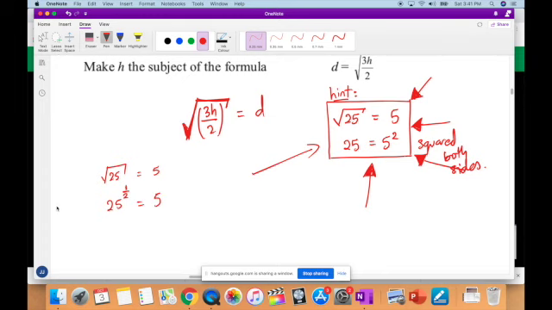Now if I was to square both sides, then I would have 25 to the power of a half, all squared, is equal to 5 squared. I square both sides. And we could see here, according to the laws of indices that we did, that this is a half multiplied by 2. So this 2 will cancel with this half, and I'll just end up with 25 alone is equal to 5 squared. You seeing that, Caitlin?